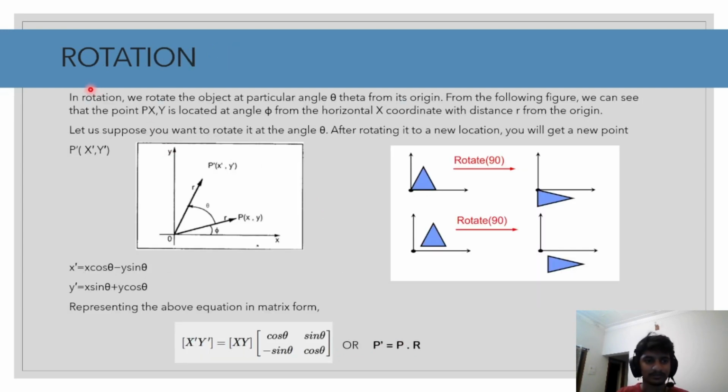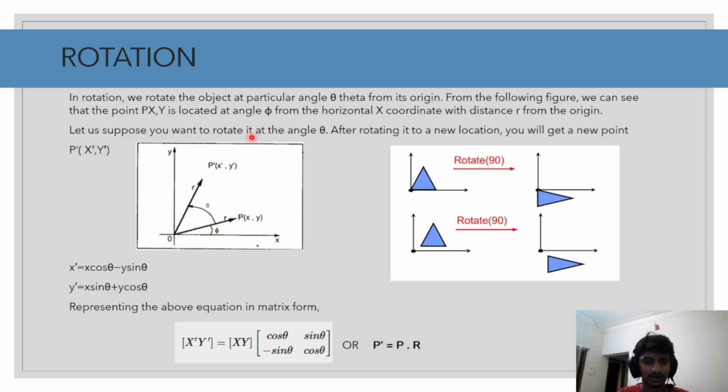Next we have rotation. In rotation, we rotate the object at particular angle theta from its origin. From the following figure, we can see that the point P of x, y is located at an angle phi from the horizontal x coordinate with distance r from the origin. As you can see, this is the original point x comma y, and this is phi. So this is located at an angle phi from the origin, that is from here.